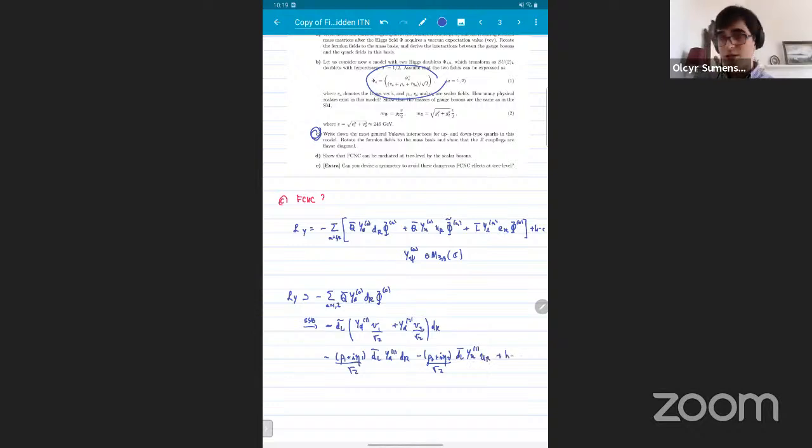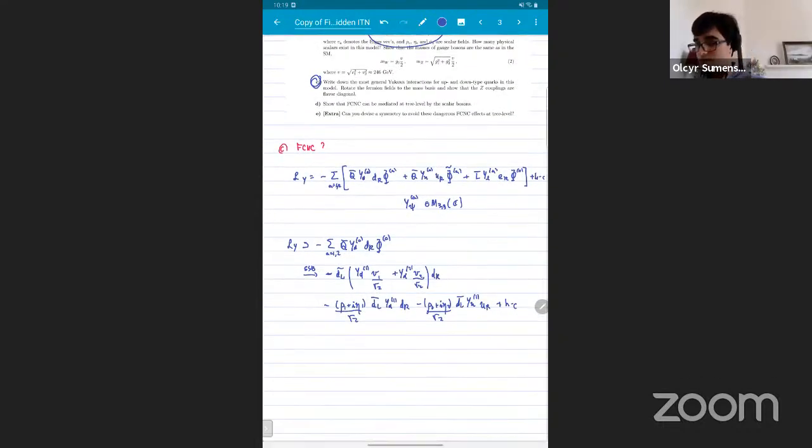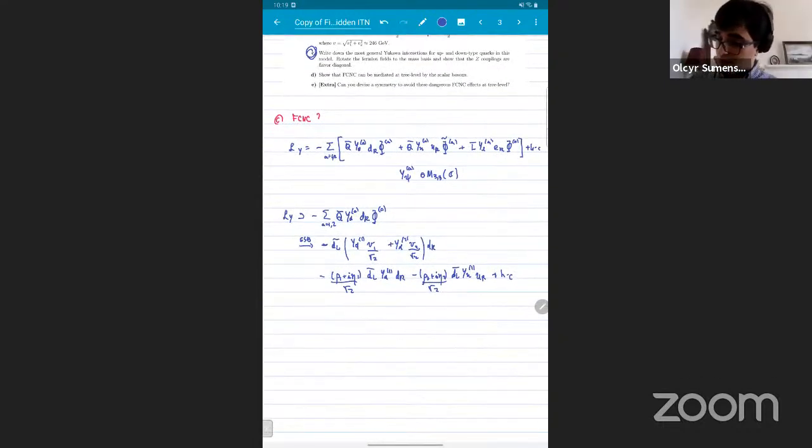The Hermitian conjugate. So from here you can read off the quark masses. What are they? They're just going to be this combination of the Yukawa matrices, E1 square root of 2, E2 square root of 2.